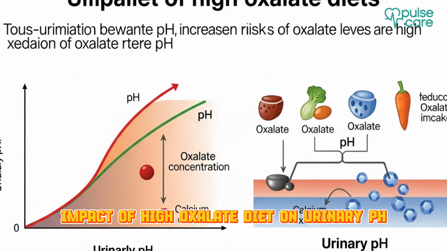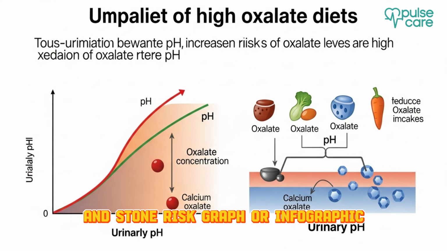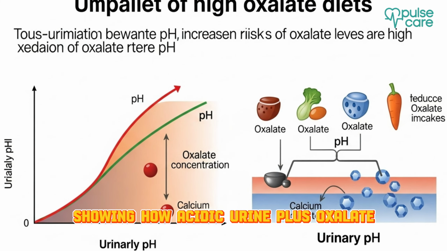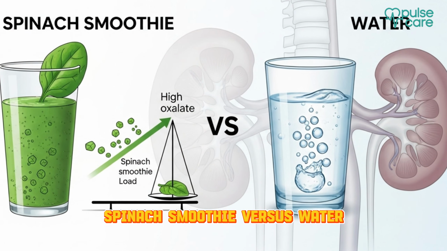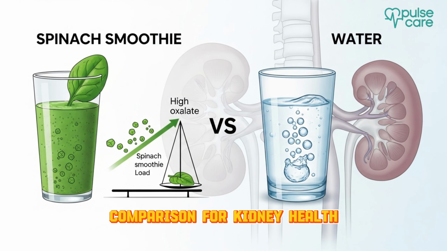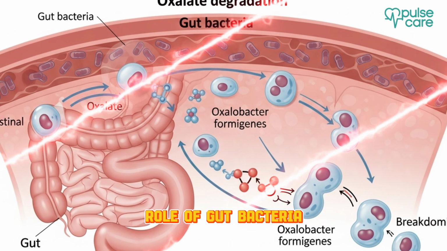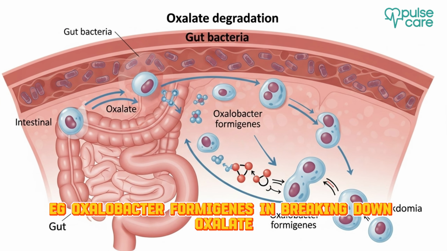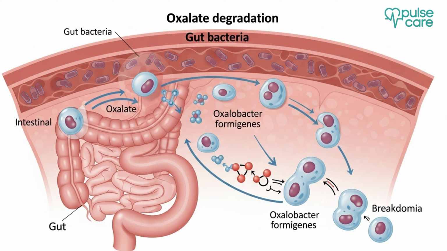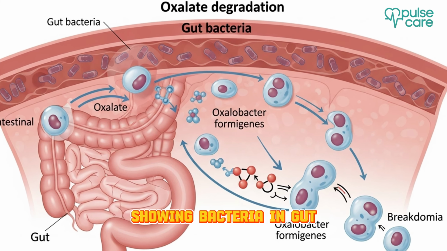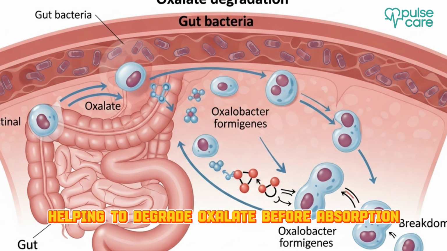Impact of high oxalate diet on urinary pH and stone risk: graph or infographic showing how acidic urine plus oxalate means higher stone risk. Spinach smoothie versus water comparison for kidney health. Juxtaposition showing oxalate load versus hydration benefit. Role of gut bacteria, e.g. Oxalobacter formigenes, in breaking down oxalate: diagram showing bacteria in gut helping to degrade oxalate before absorption.